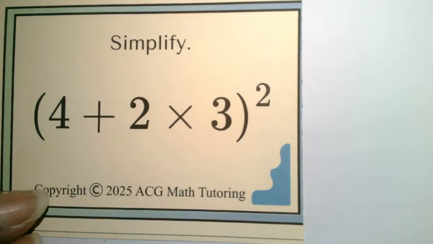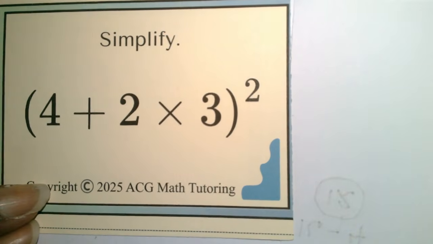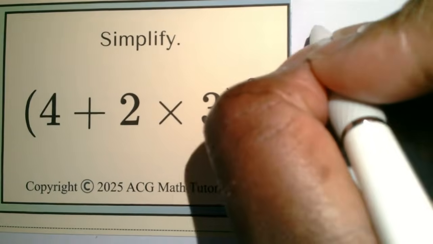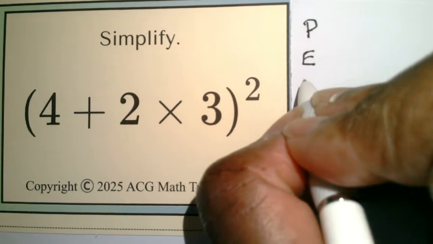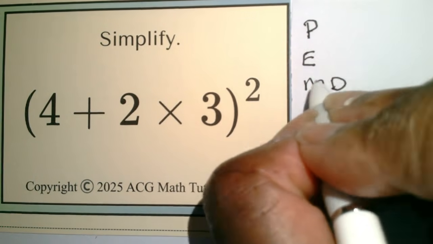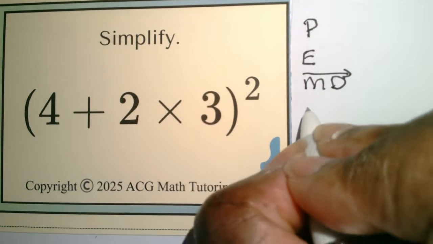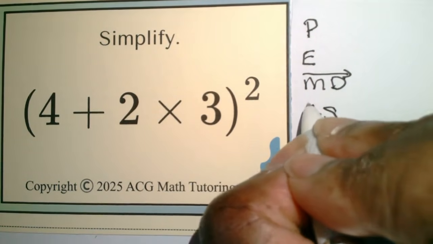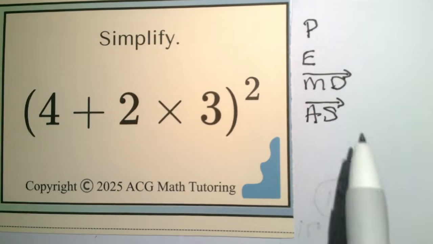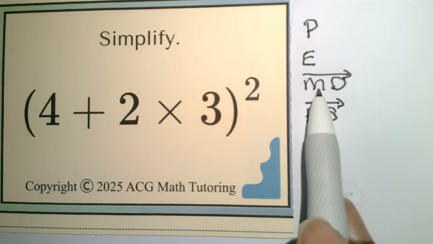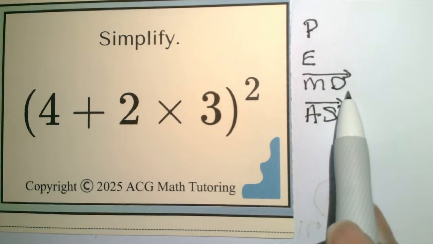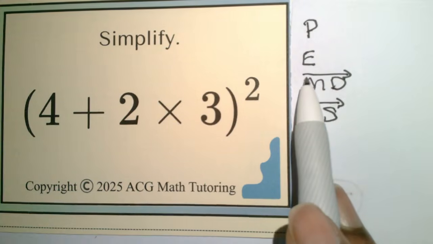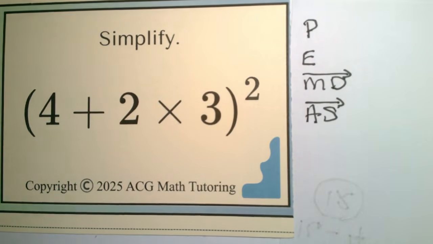Alright, so let's take a look. Again, PEMDAS. We have to do what's inside the parenthesis, exponent, multiplication or division from left to right. Same with addition or subtraction. A lot of people think it's multiplication then division. No, it's multiplication or division, whatever comes first, left to right.